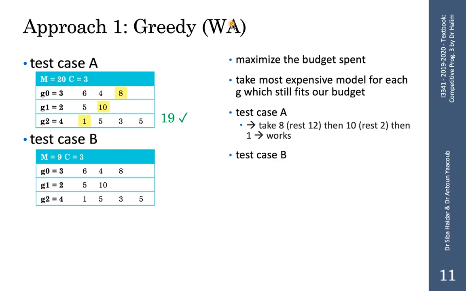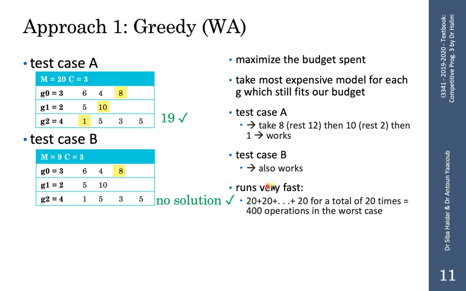Let's test the test case B, in which we have only $9. For the first iteration, I will buy the most expensive because $9 can buy it. It will leave me with $1 only. I cannot buy neither the $5 nor the $10 model, and I reach no solution, which is also fine because there is no solution for this test case.